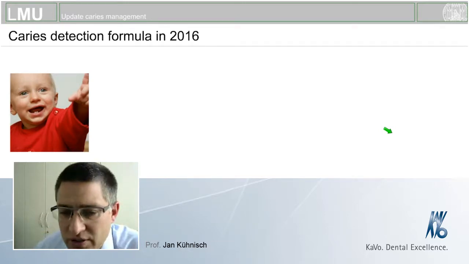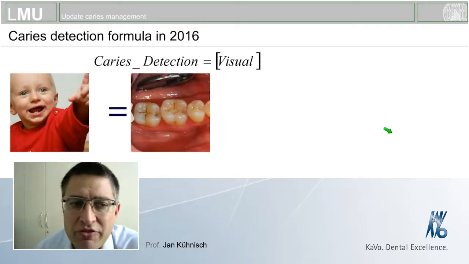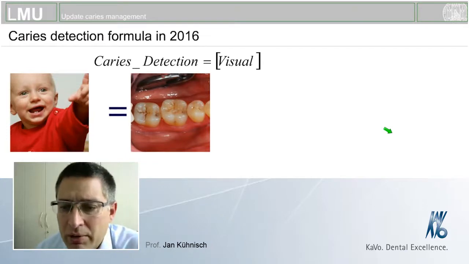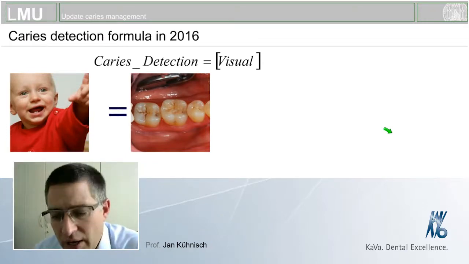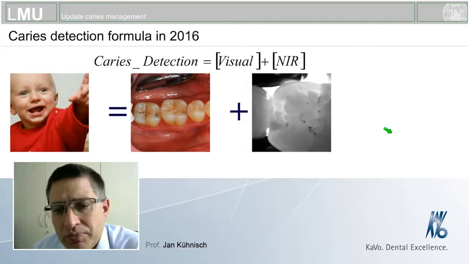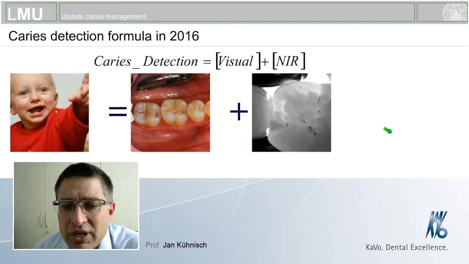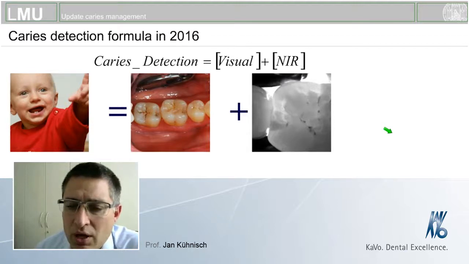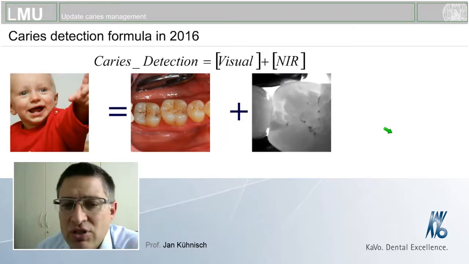And of course, the visual examination will always be the first step to investigate a patient. And meanwhile, in my hands, the near-infrared light has got the second option, because it is X-ray free and easy to handle. Within 1 or 2 minutes, I will get an overview about the possible presence of any enamel or dentine caries lesions.